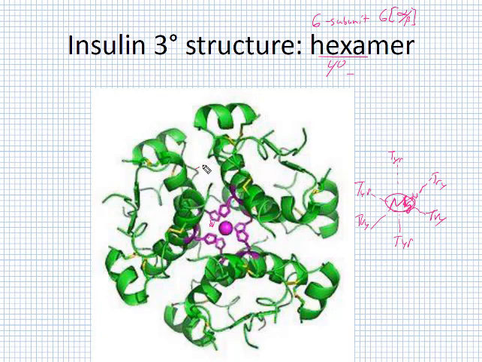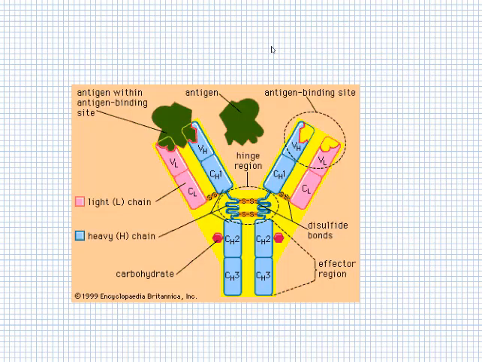There's obviously going to be some interaction between these individual subunits as well, and that's where we get into what we call quaternary structure. So this is quaternary. You also see a quaternary structure here. This is an antibody. Does it say here? This is IgG.